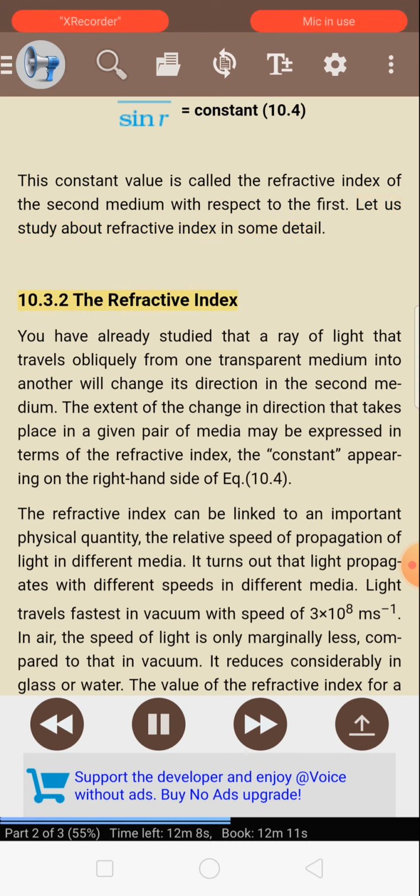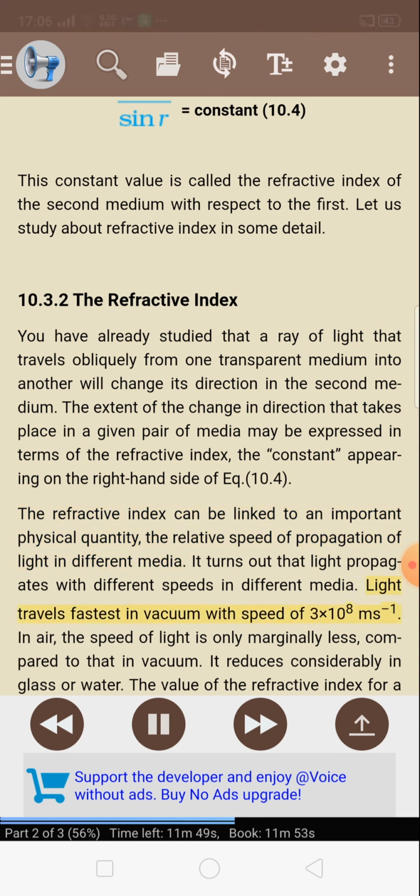10.3.2 The refractive index. You have already studied that a ray of light that travels obliquely from one transparent medium into another will change its direction in the second medium. The extent of the change in direction that takes place in a given pair of media may be expressed in terms of the refractive index, the constant appearing on the right-hand side of Eq. 10.4. The refractive index can be linked to an important physical quantity, the relative speed of propagation of light in different media. It turns out that light propagates with different speeds in different media.